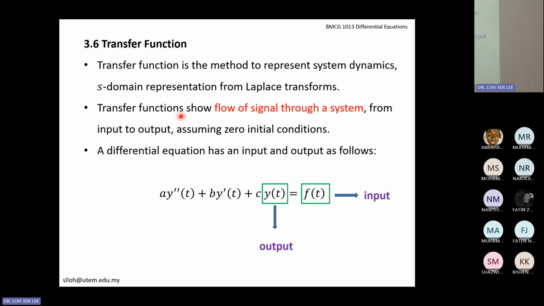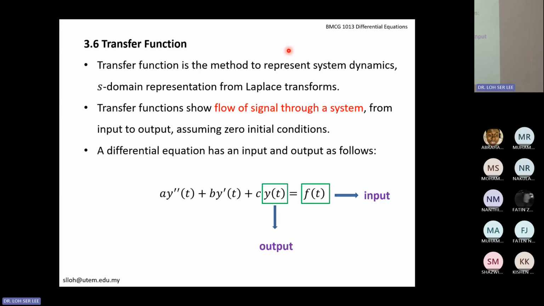Have you come across this term, transfer function, in any of your engineering subjects, especially in signal and system? If not signal, do you take signal and system this semester? Or control? No. So you haven't come across this transfer function before. Okay, let's go.